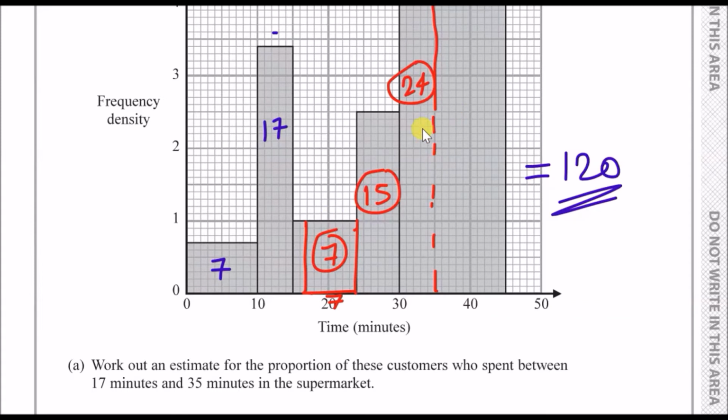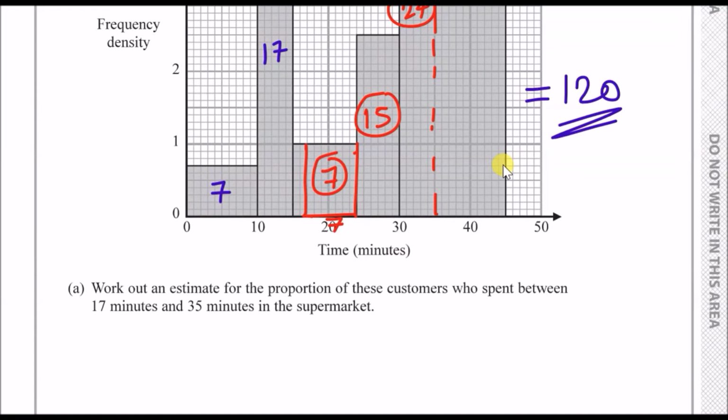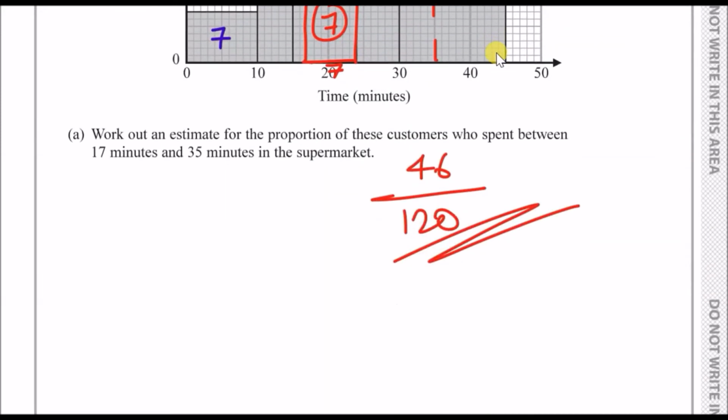And now finally, guys, all you do is literally add these numbers up. So 7 plus 15 plus 24, that should give us an answer of 46. So therefore the proportion is going to be 46 out of the total number, which is 120. And that's it for A.